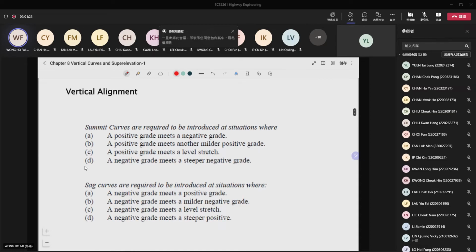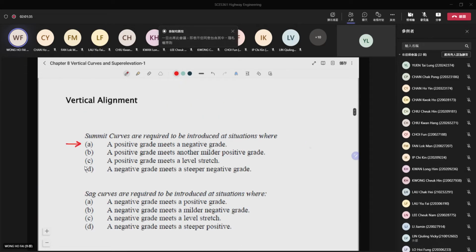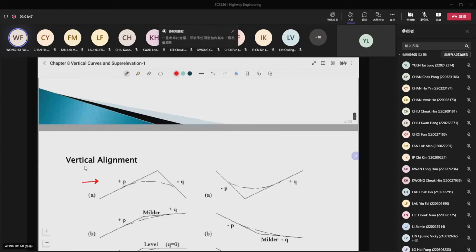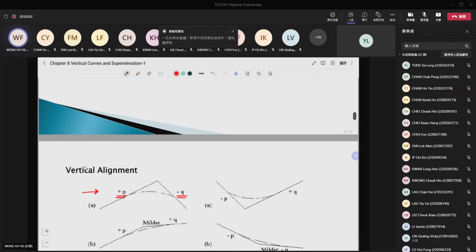So here is the summit curve, which requires a change in the grade. A positive grade meeting a negative grade, for the first one, you can take a look here. We always mention positive something like this and negative something like this. So a positive grade meeting a negative grade is the first one, something like this. Okay. So we call that a summit vertical curve. A positive meeting a negative. Or we can call this one convex.